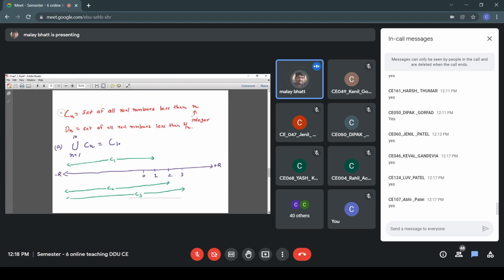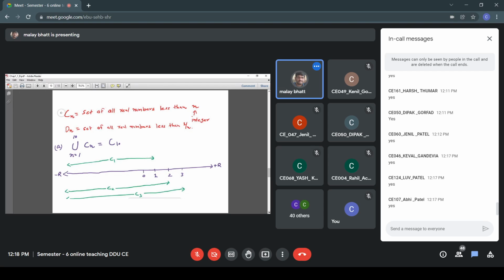So now the first question is, what will be the union of n equal to 1 to 10 Cn? To understand this problem, we are representing the number line here. You can see the number line from minus infinity to plus infinity, with 0 in the middle. Now I am representing the C1 set. What is C1? It will be the set of all real numbers less than 1, considering n equal to 1.